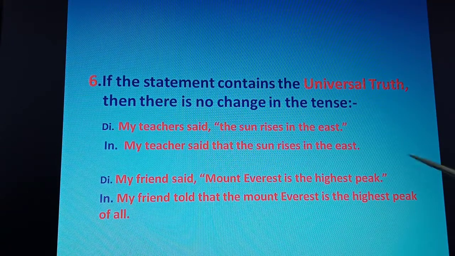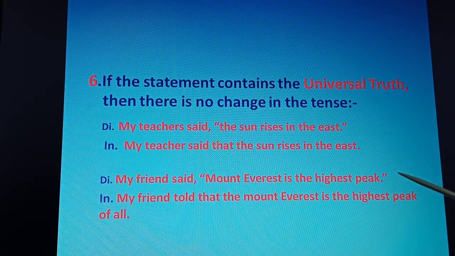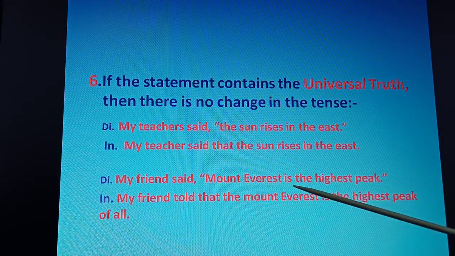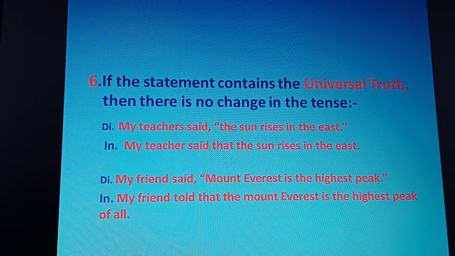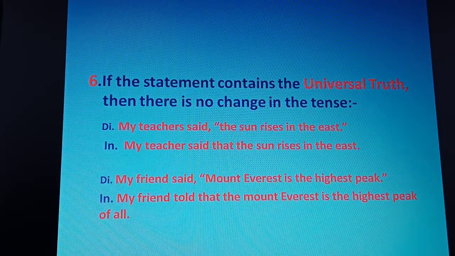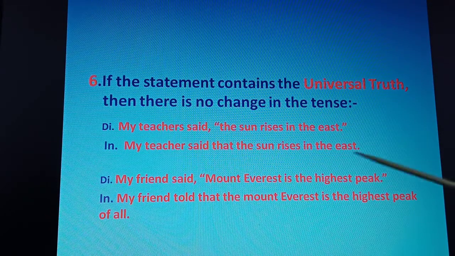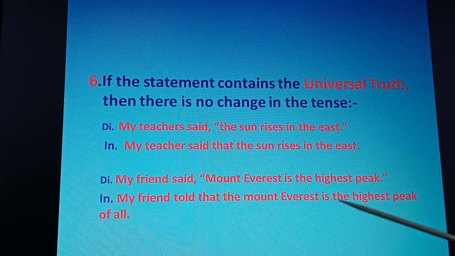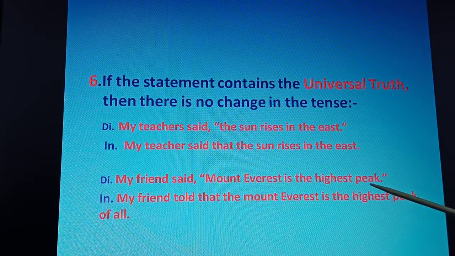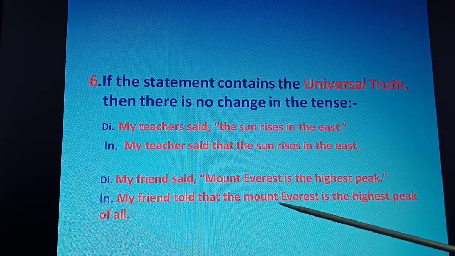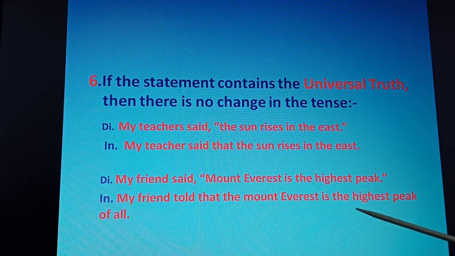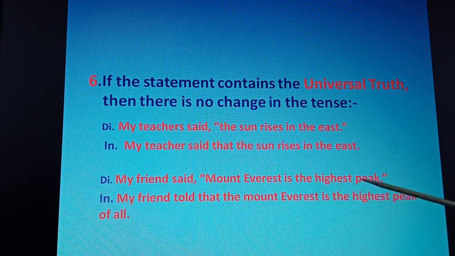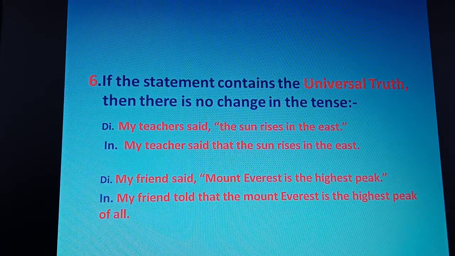Second example again. My friend said, "Mount Everest is the highest peak." It's the universal truth. Is will not come to was. Clear? I told you already that indirect speech will always be in past tense, but there are some exceptional cases. So, is will remain is only. Mount Everest is the highest peak will remain the same. It will not become Mount Everest was or Mount Everest will be, future tense, no. So, my friend told that Mount Everest is the highest peak. Comma, inverted comma, conjunction that is used, but the main part of the sentence remains the same.